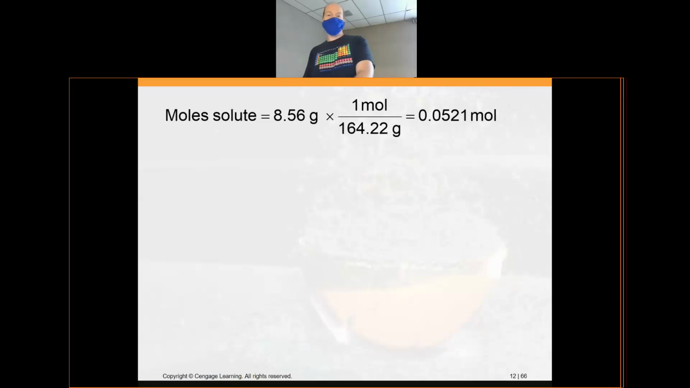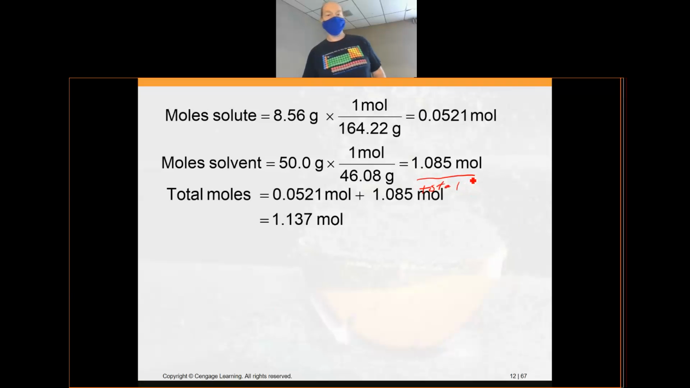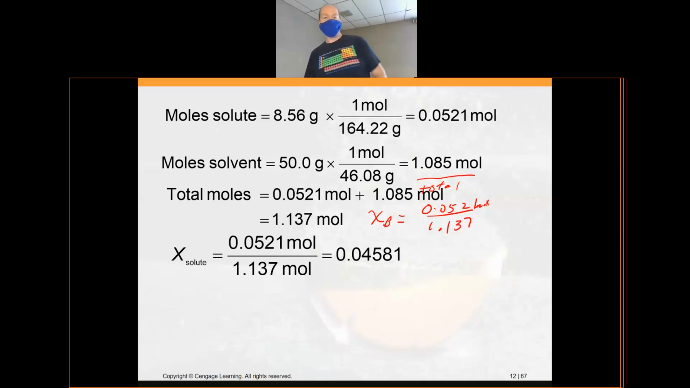And so here are all the calculations. Divide by the molar masses, you get your moles. Again, for mole fraction, we have to add these up and get the total moles. So we're going to do that next. Add those up, you get your total moles. Now you want the mole fraction of your solute. So you're going to take the 0.0521 moles and divide by the total, which is 1.137. That will give you your mole fraction of your solute, 0.04581.